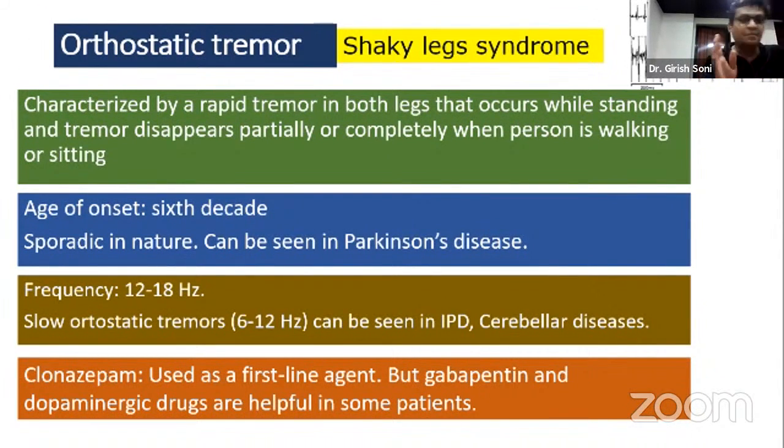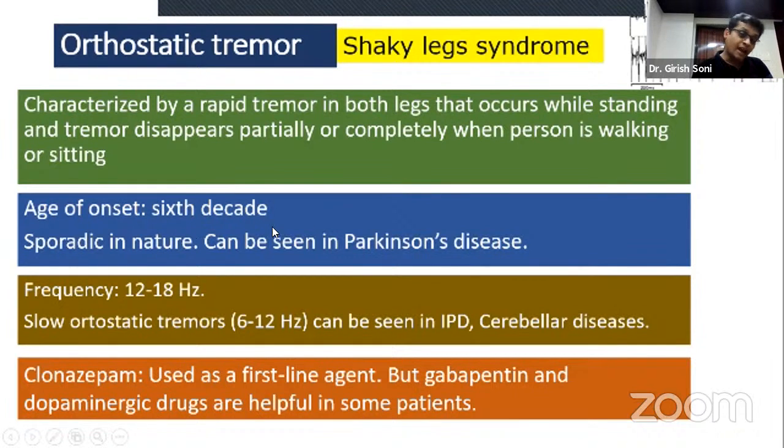Remember, the tremor can be present when the person is walking. It may not completely disappear while walking. The classical age of onset is 50 to 60 years, and it is sporadic in nature, but can sometimes be associated with Parkinson disease.